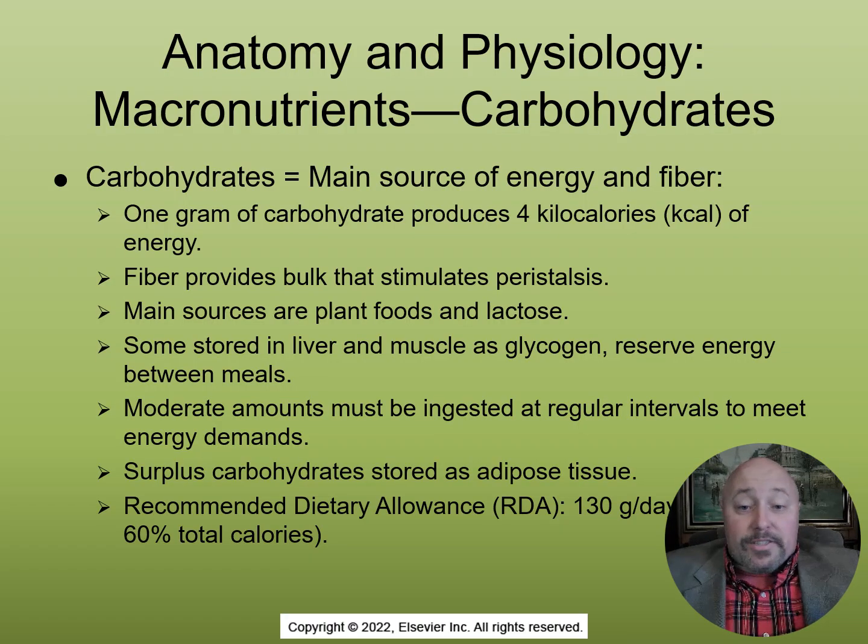Carbohydrates are going to be our main source of energy and fiber, with 1 gram of carbohydrates producing 4 kcals of energy. Within that, fiber provides the bulk that stimulates peristalsis. Our main sources are going to be plant foods and lactose, with some being stored in the liver and muscle as glycogen, reserve energy between meals, as well as moderate amounts that must be ingested at regular intervals to meet energy demands.